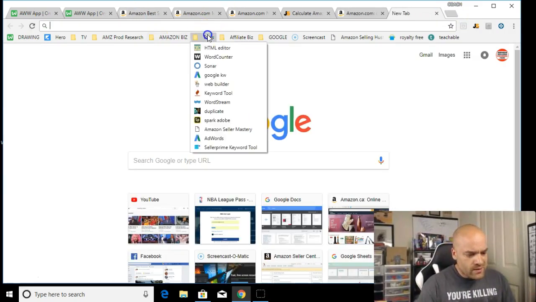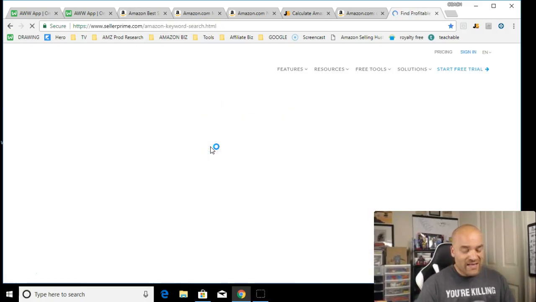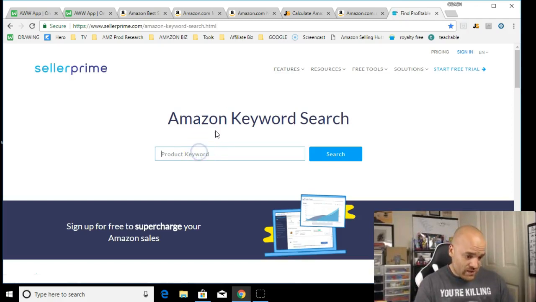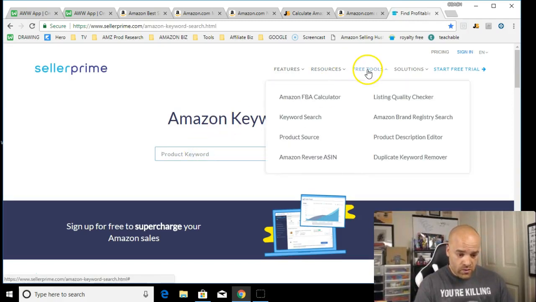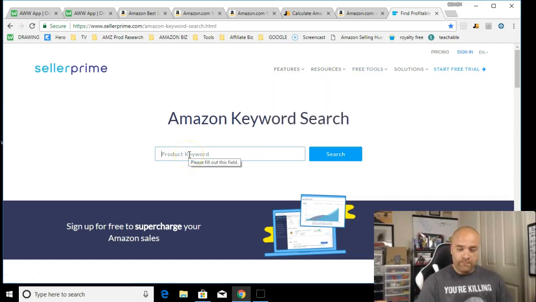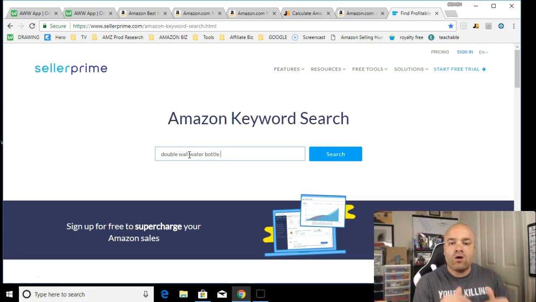Wonder if it'll work right now because I think I used up all my free usages. Sellerprime.com has a free keyword search tool. You can find it in their resources, free tools, keyword search tool. So you would type double wall water bottle in there. It'll tell you how many people are searching for double wall water bottles, whether it's 80,000 searches a day or 10. It's also going to tell you other variations that are similar to that search.